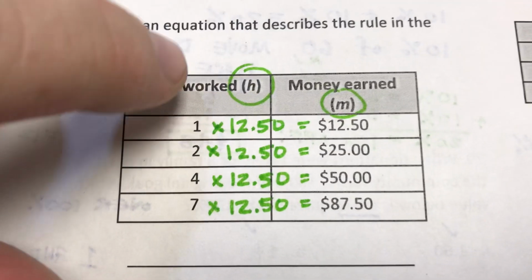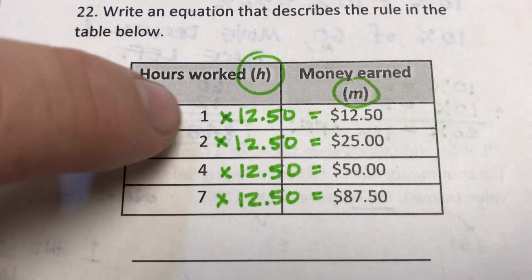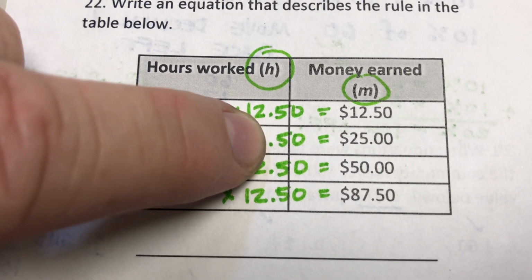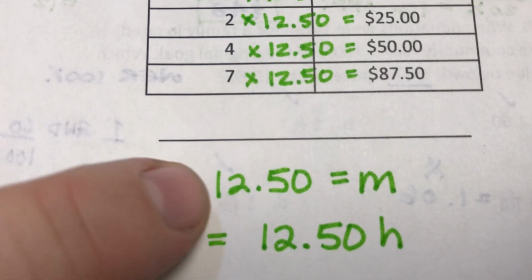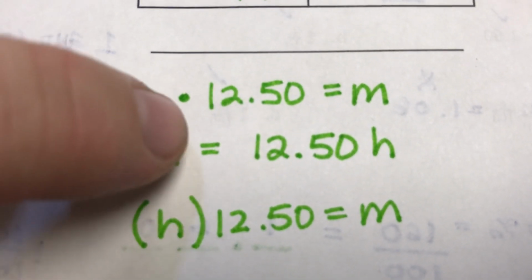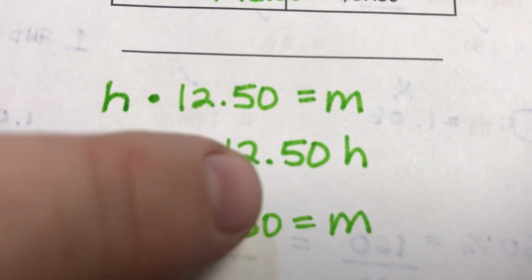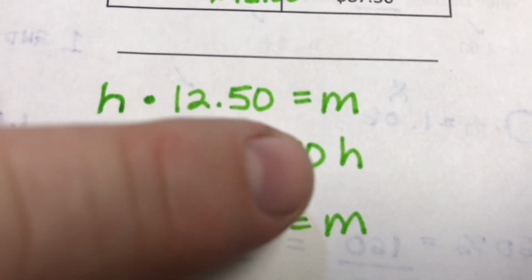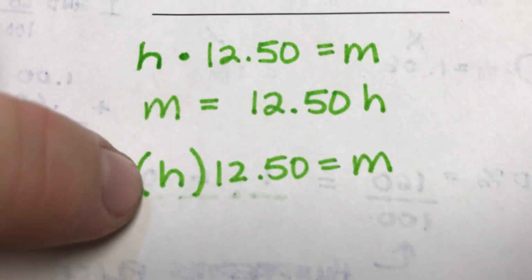So what that means is you take the H value, whatever it is, multiply it by 12.50, and you're going to get this M value on the other side. So H value times 12.50 equals M. You can flip that around and say M equals 12.50 times H. If you use no multiplication symbol, you can put a number next to a letter. You can even use parentheses to show multiplication. H times 12.50 equals M.